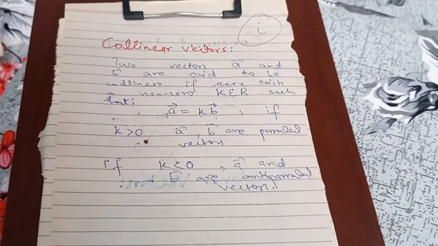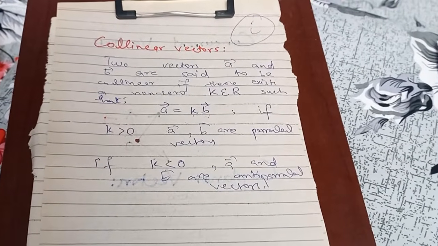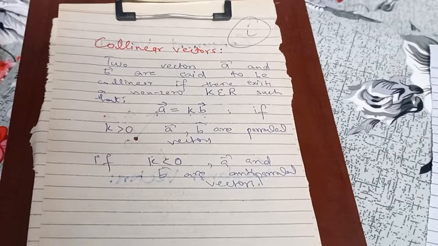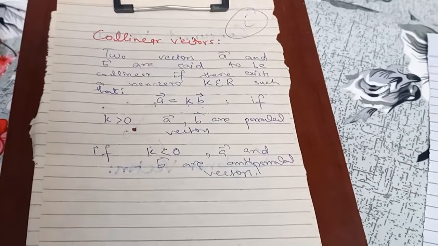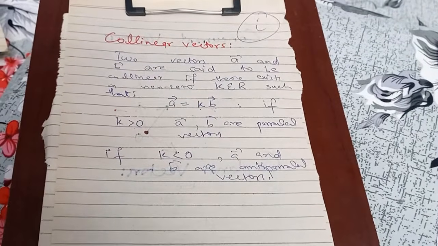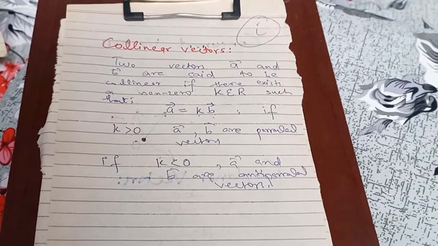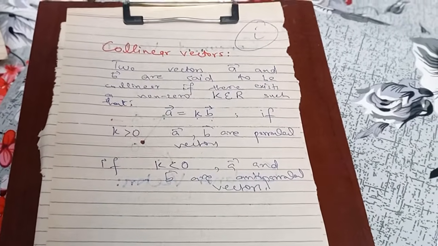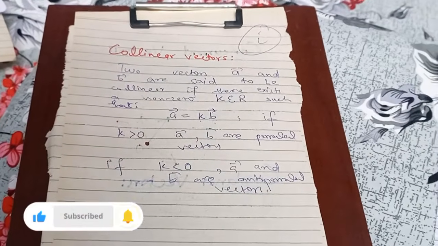In the next video we'll see the addition of vectors and the multiplication of vectors. We'll see how to do scalar multiplication, how to do vector multiplication, what is scalar product, what is vector product, what is scalar triple product, what is vector triple product, and what are the shortcut methods to evaluate them if we are given a question. So we'll solve questions as well.